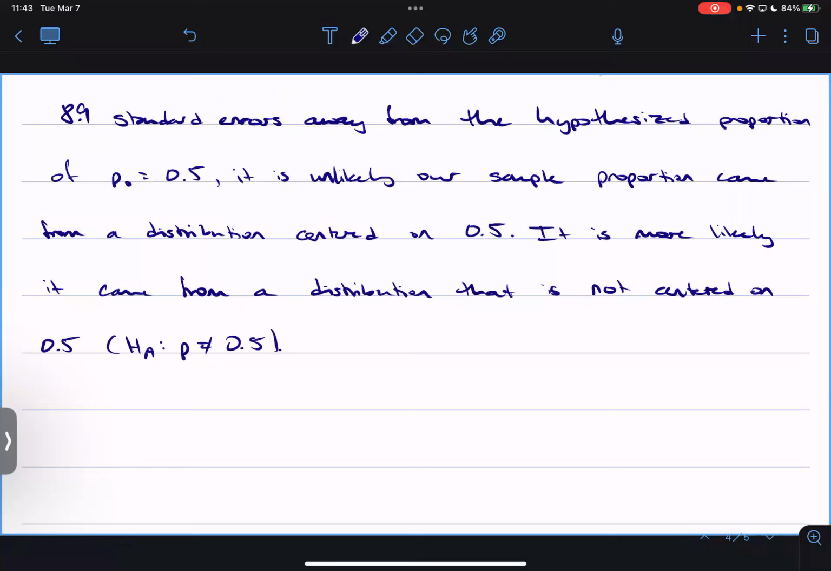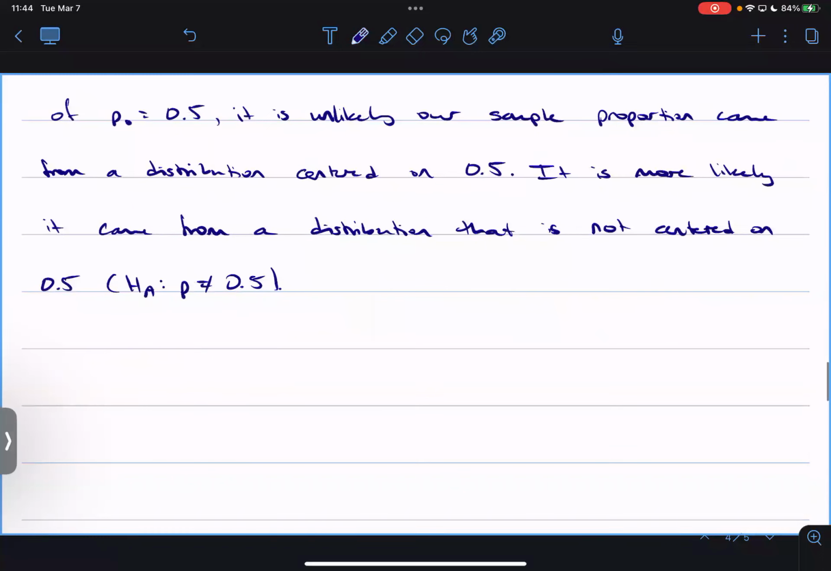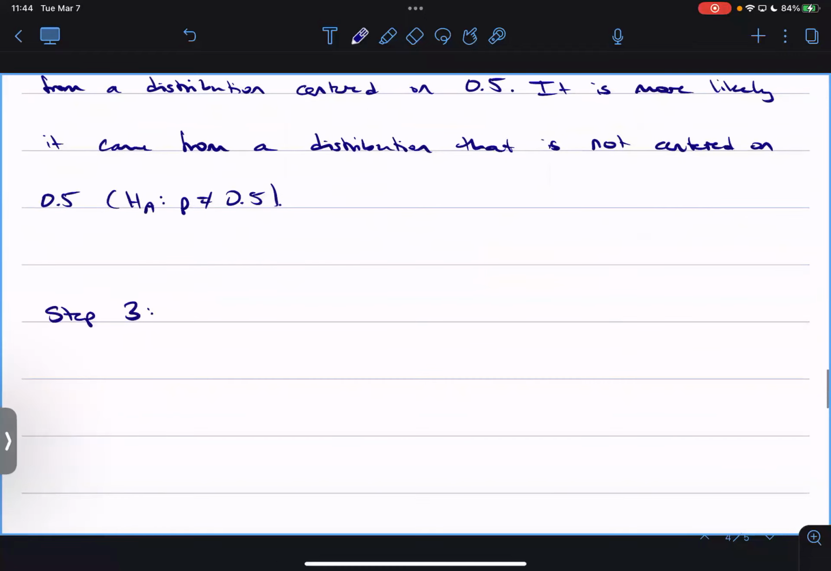We don't know what it is. And because our alternative is actually just that it's not equal to, I'm not going to go into any detail about it being potentially bigger than 0.5 or anything like that. I just say that there's likely a difference, something different than 0.5. So you don't have to write this part, but that's the logic. A Z of 8.9 and our p-value kind of makes a mess a little bit until we're used to it. And so step 3 is find the p-value.